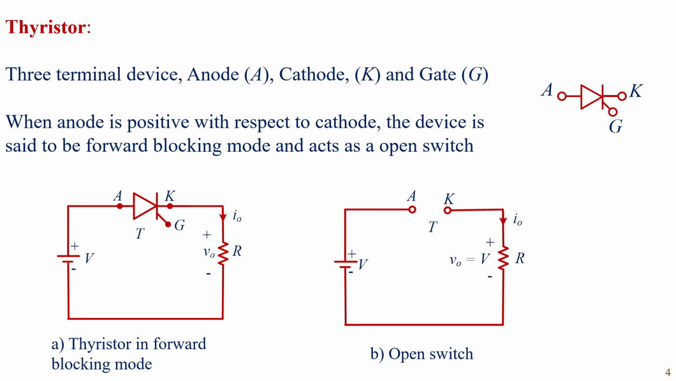Before going to three-phase full converter, I want to discuss basic concepts which are relevant to three-phase full converter. First of all, thyristor is a three-terminal device. Its terminals are anode, cathode, and gate. Whenever anode is positive with respect to cathode, thyristor is said to be in forward blocking mode and acts as an open switch.